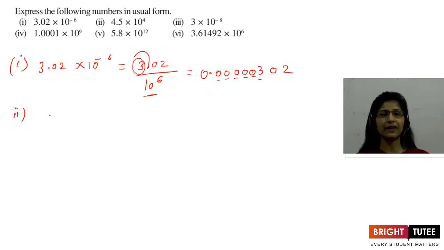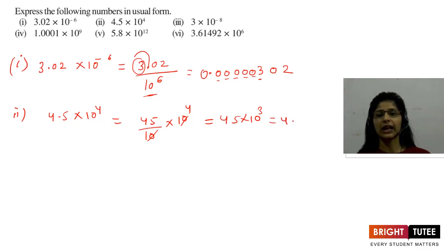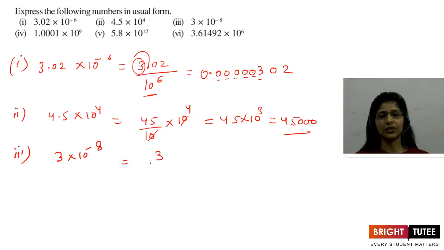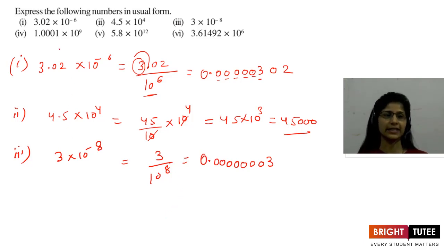In the second part, we have 4.5 into 10 to the power 4. So can I write it as 45 upon 10 into 10 to the power 4? If we cancel, 10 will cancel out, we will have 45 into 10 to the power 3, that is 45,000. So this is the usual form. The third part, we have 3 into 10 to the power minus 8. It will be 3 upon 10 to the power 8. So after how many places? 8 places. So 1, 2, 3, 4, 5, 6, 7, 8, and the decimal will be placed here after 8 places.